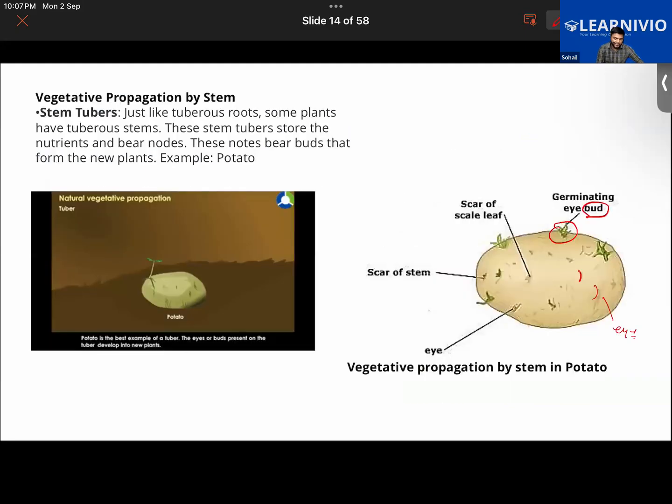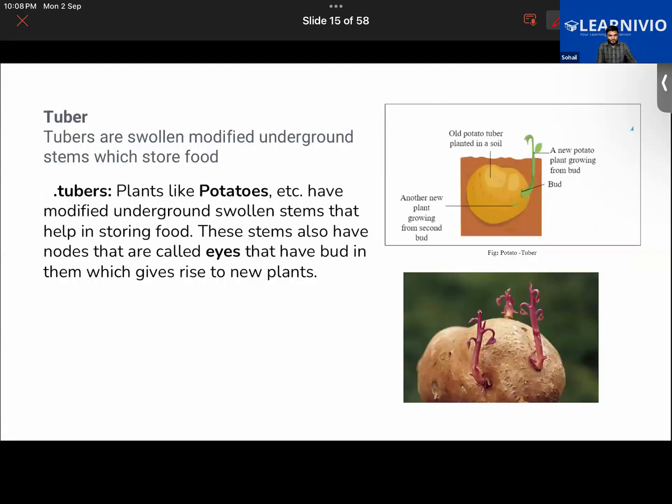So the tuber, this underground stem which we are learning about, is also a modified stem because it is storing the food. Now look at this animation as well. You have this potato, and from the bud of the potato, a new potato plant has grown over some time. From where is it growing? From these eye-like structures. You might have noticed these kinds of structures on the potato. So these tubers are modified underground stems which store food. Plants like potatoes have modified underground stems that help in storing the food. And these stems also have special structures called eyes that have buds in them which give rise to a new plant.